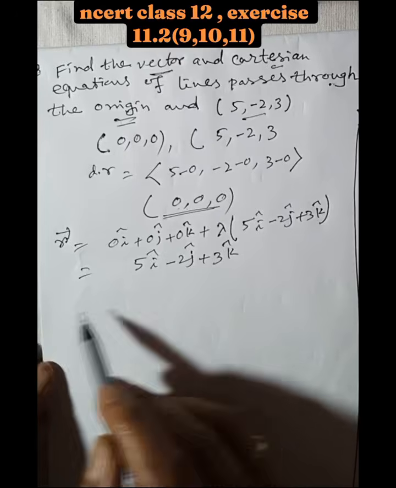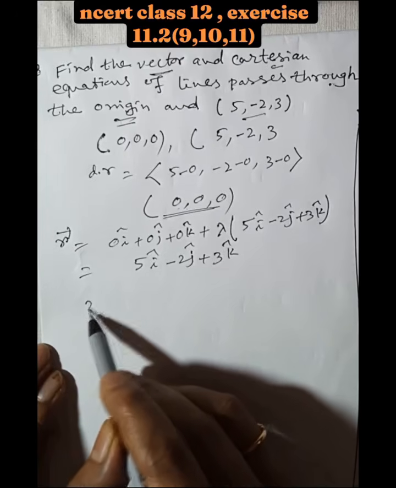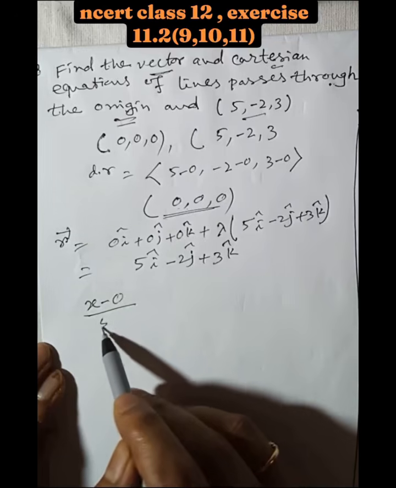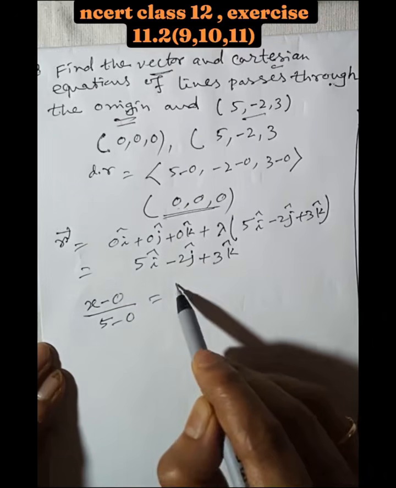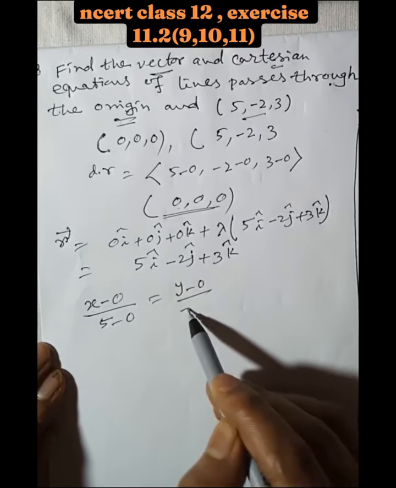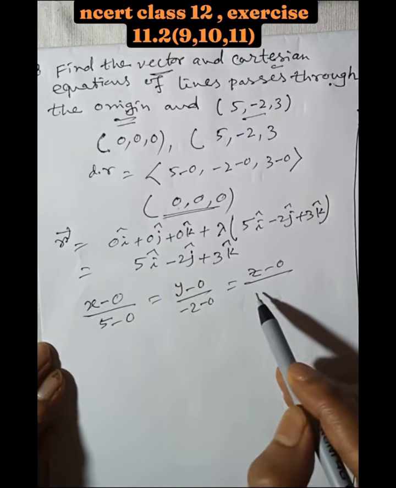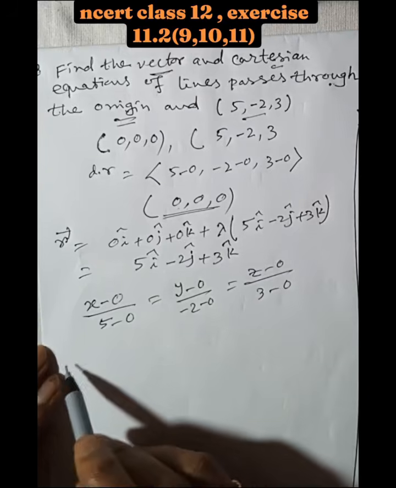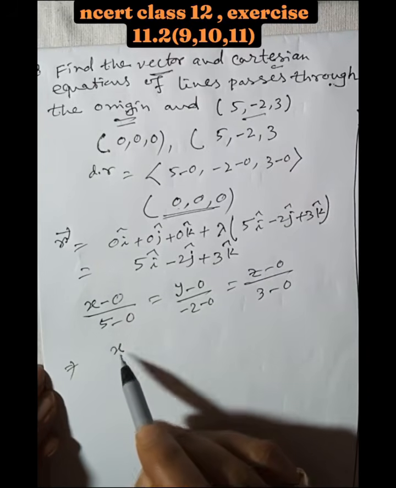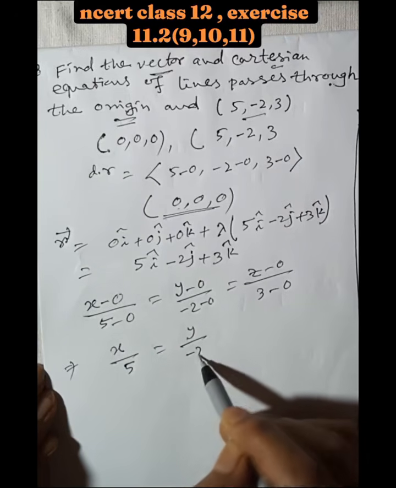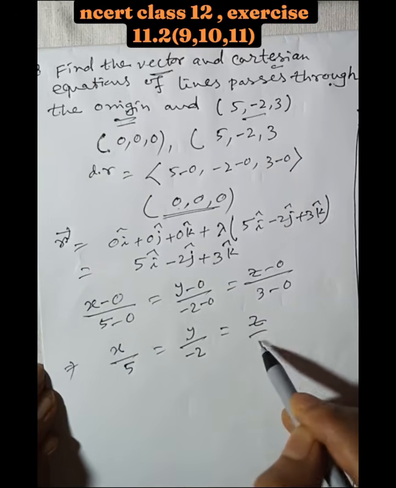Now we find the Cartesian equation. The Cartesian equation is (x - 0)/(5 - 0), (y - 0)/(-2 - 0), (z - 0)/(3 - 0). So the Cartesian equation will be x/5 = y/(-2) = z/3.